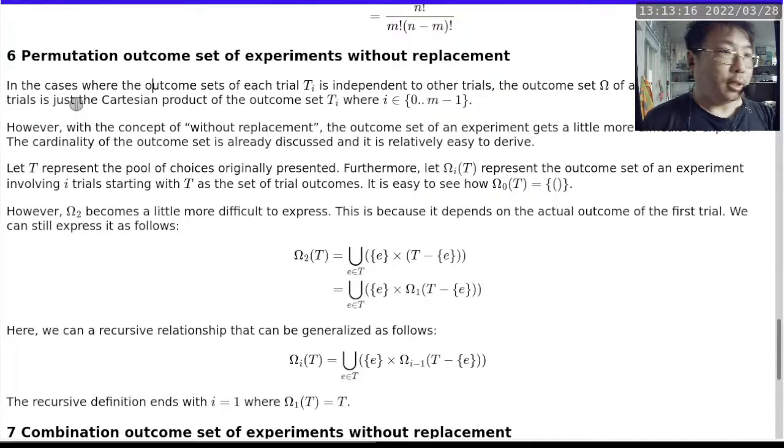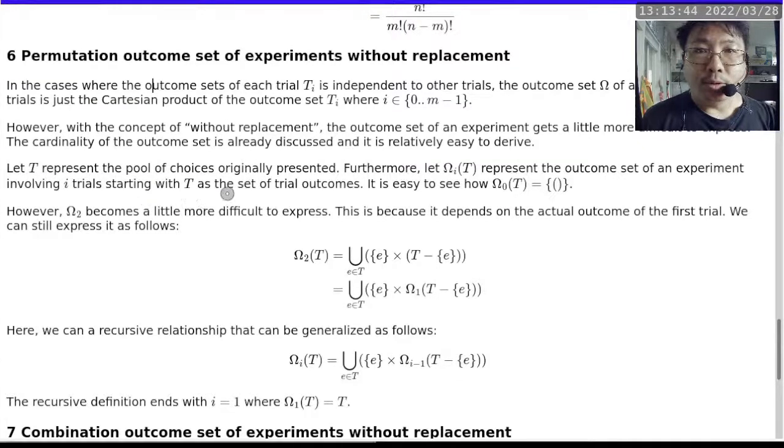So first, a little bit of notation. The notation says, in the case where the outcome set of each trial Ti is independent of other trials, the outcome set omega of an experiment of M trials is the Cartesian product. So this is the easy one where you do have replacement. When you do not have replacement, it gets a little bit more complex.